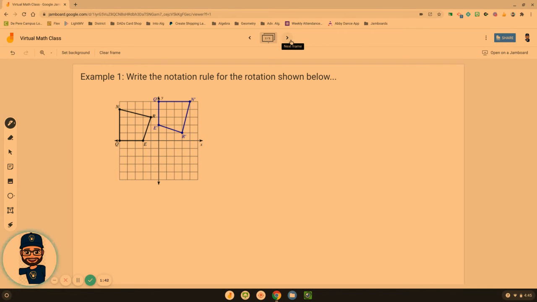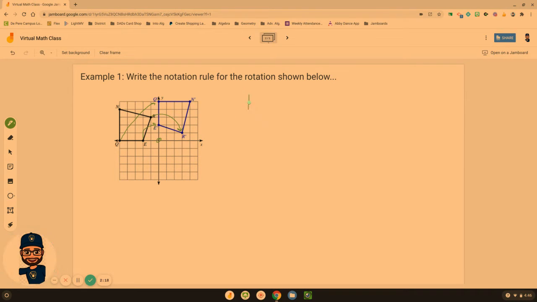Let's see if we can figure out the notation rule that will help us identify this rotation down here. Okay, the rotation rule. So basically, they're taking this E, and they're moving the E to there. They took this R, and they moved this R to down there. And it looks like we're using this origin as our rotating point, right? Or Q went from this axis up to that axis. That might be the best one for us to use.